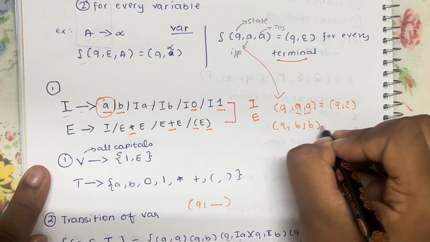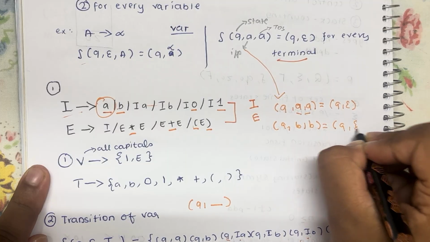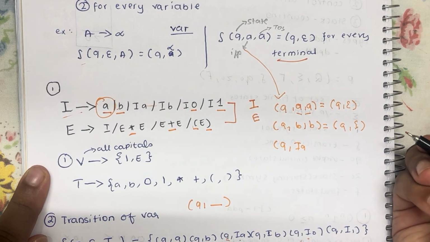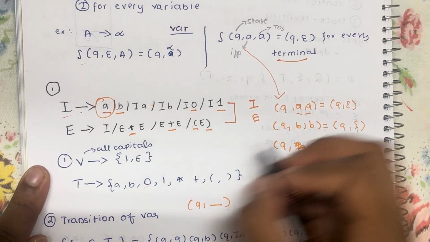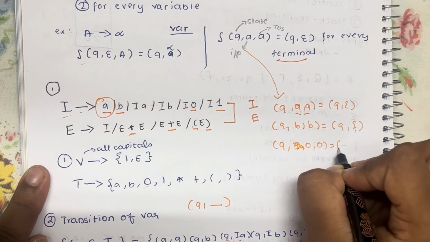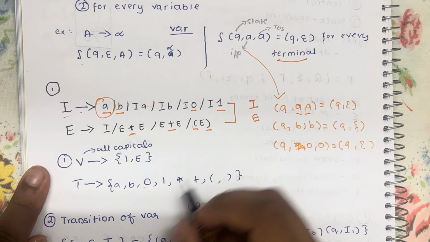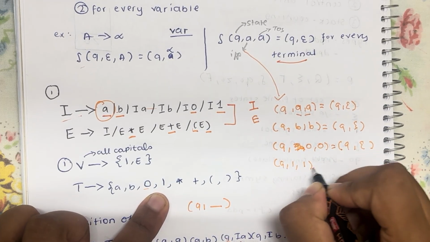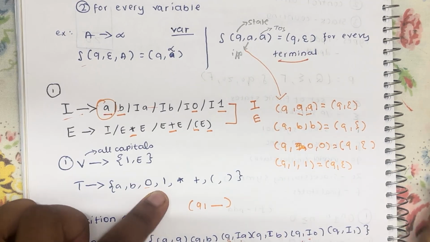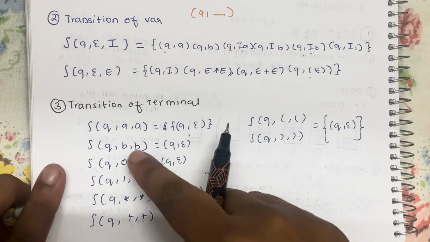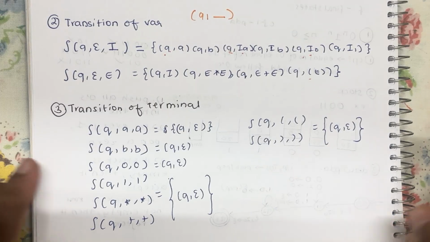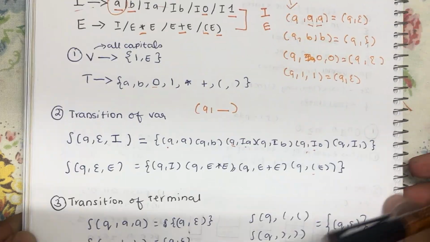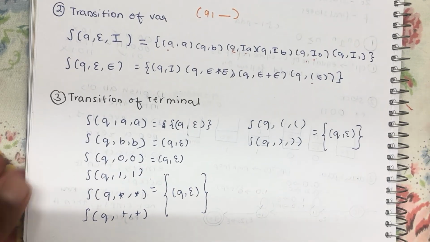Q, b is equal to Q, epsilon. Q, 0 is equal to Q, epsilon, based on this right here. And Q, 1 is going to be equal to Q, epsilon. So we're going to write that for the whole thing. So this is CFG to PDA, and this is how you do it. It's very, very simple.